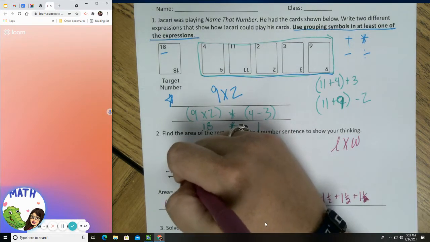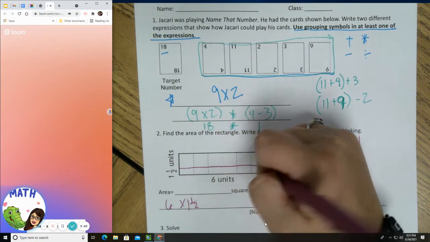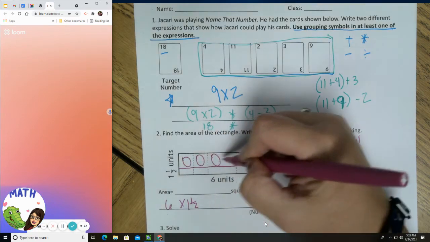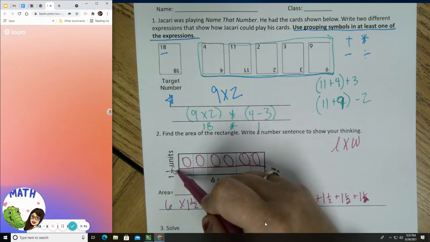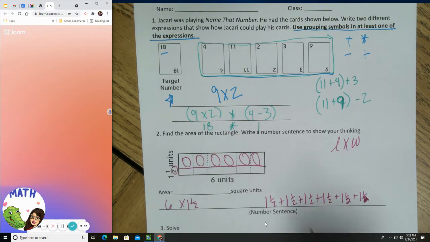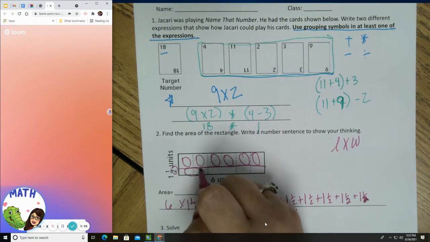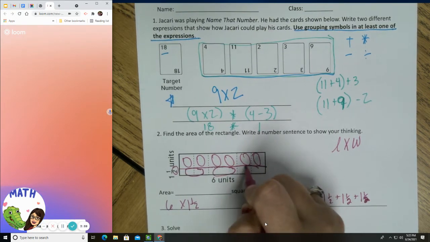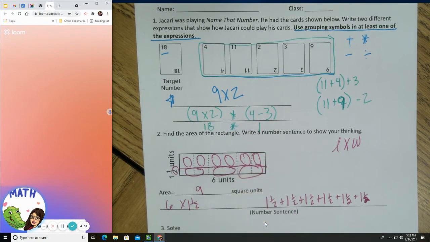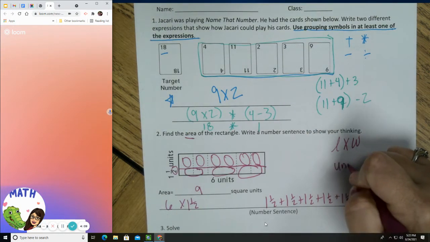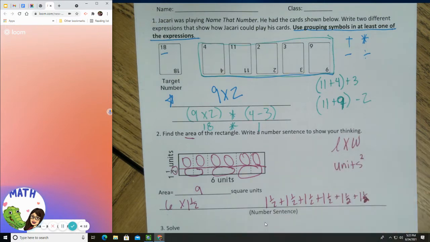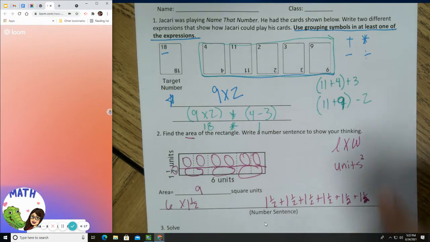Now, I am going to use the picture to help me solve my problem. I have 6 whole units. I know that if it's halves, it takes 2 to make another whole. So here's 6. Now I have 7, 8, 9. Your answer would be 9 square units. Remember, when you find area, it's units squared. Area is 2-dimensional. That's your hint to remember it's squared.